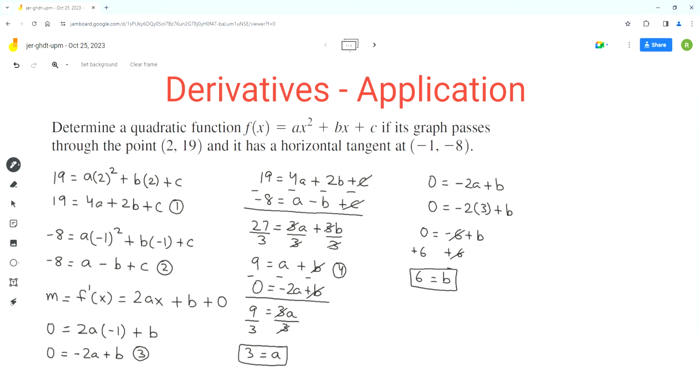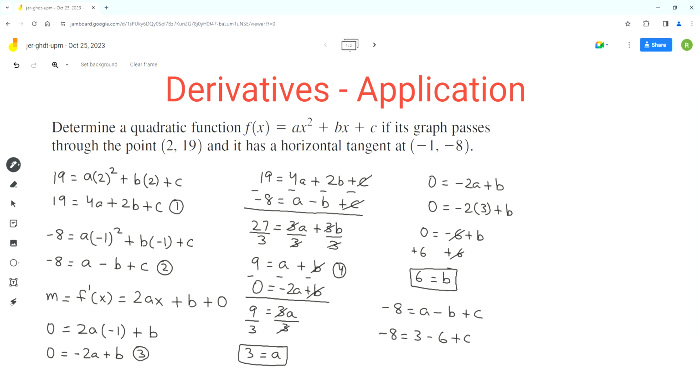And now we can use either equation 1 or 2 to find the value of c. So we can use equation 2 because it has smaller numbers. So equation 2 is negative 8 equals a minus b plus c. So now we can sub in the values of a and b in it. So negative 8 equals 3 minus 6 plus c.